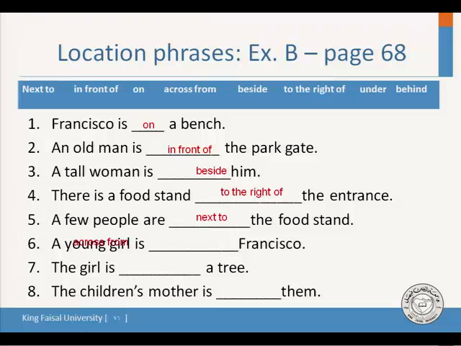A young girl is across from Francisco. Francisco is here, and the young girl is there. They are across from each other. The girl is under a tree. She's under a tree. The children's mother is behind them. She is behind them.